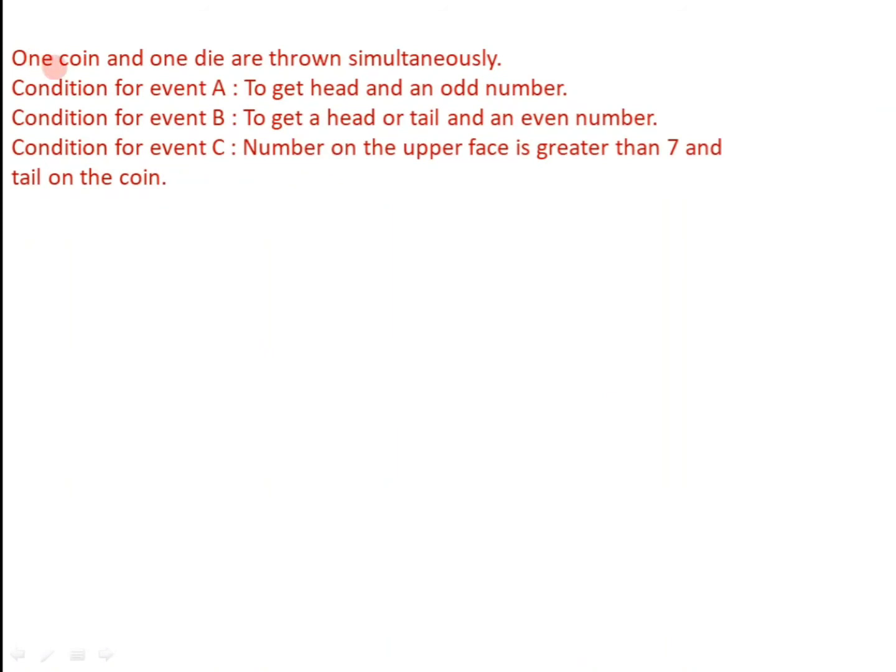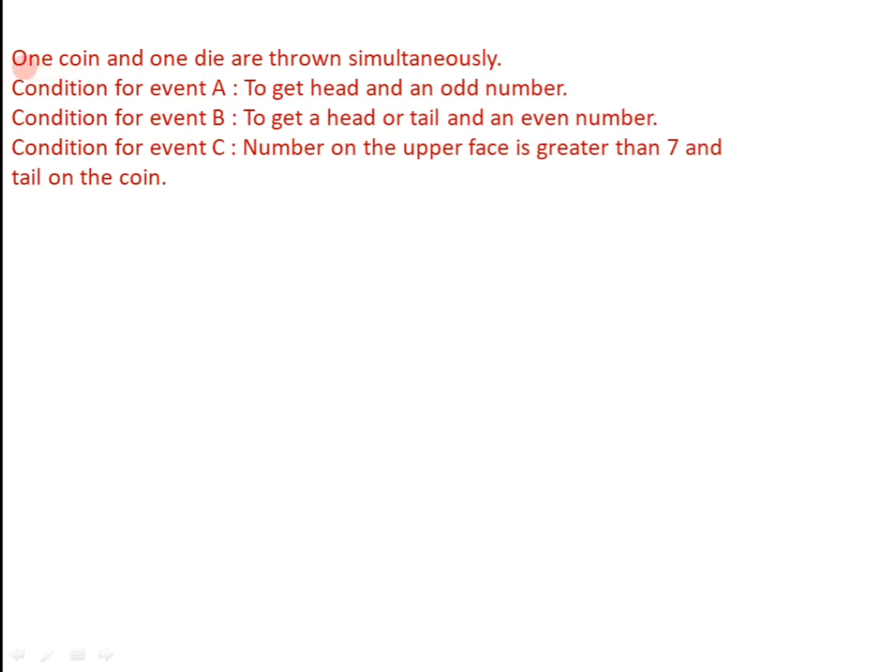Next random experiment is one coin and one die are thrown simultaneously. And events are given here. Event A, to get head and an odd number. Event B is to get head or tail and an even number. And event C is number on the upper face is greater than 7 and tail on the coin. To find these events, first of all we should find the sample space for this random experiment.